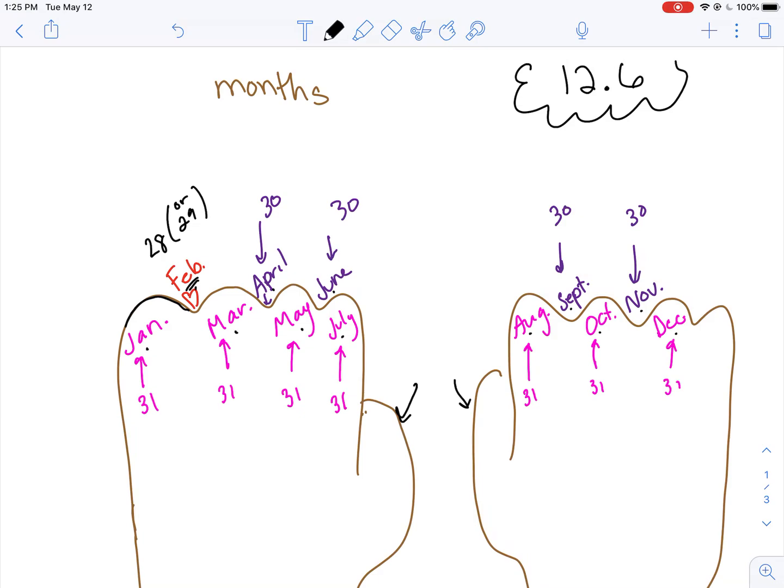Okay, so I'll sing it one more time. January, February, March, and April, May, June, and July, August, September, October, November, December. These are the months of the year.